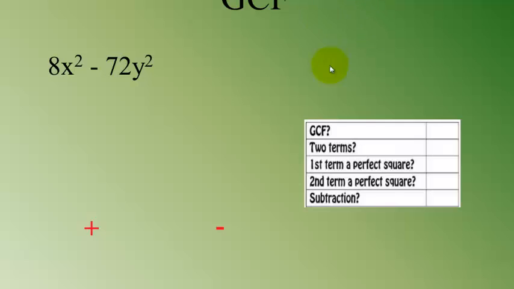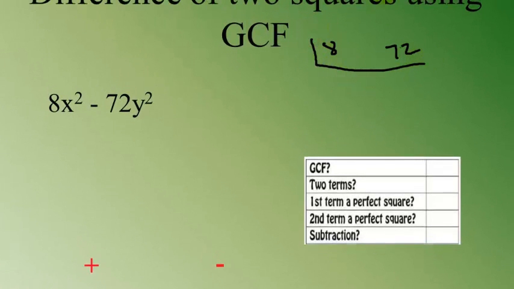Next, 8x squared minus 72y squared. Do we have a GCF? Now again, if you can't really find a GCF right away, try to use our ladder method, wherein you think of a number that can divide 8 and 72. We can start with 2. This is 4. That's 36. Now I think we know that both numbers can be divided by 4. So we'll get 1 here, and that's 9. So your GCF here will be 2 times 4, which is equal to 8.